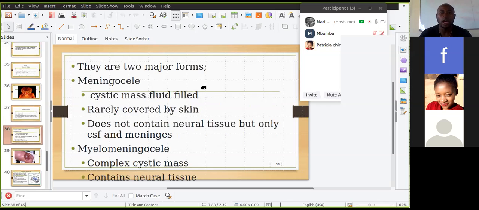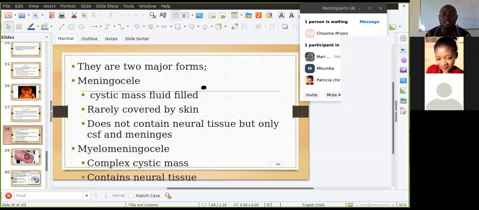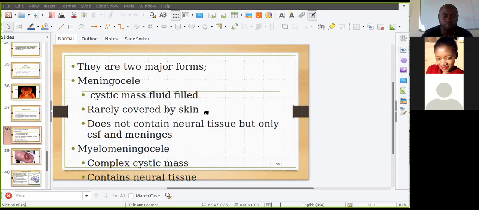There are two major types of spina bifida. The first one is meningocele. Here in meningocele, there is a cystic mass that is filled with fluid. When you look at this mass, it is rarely covered with skin. It does not contain any neural tissue, but it only contains the CSF fluid.